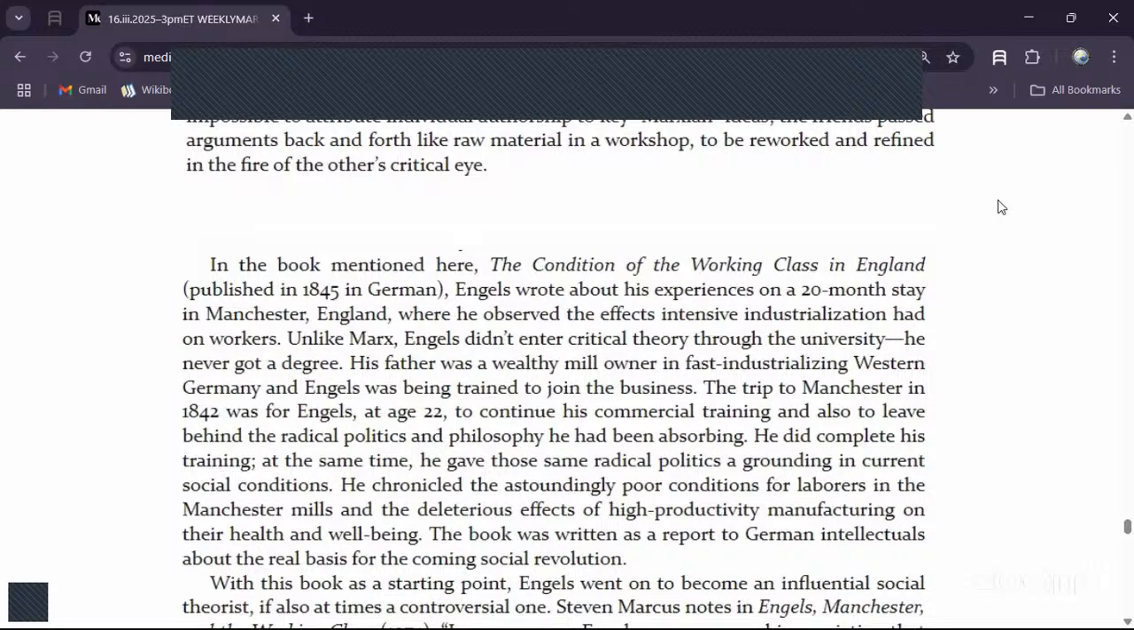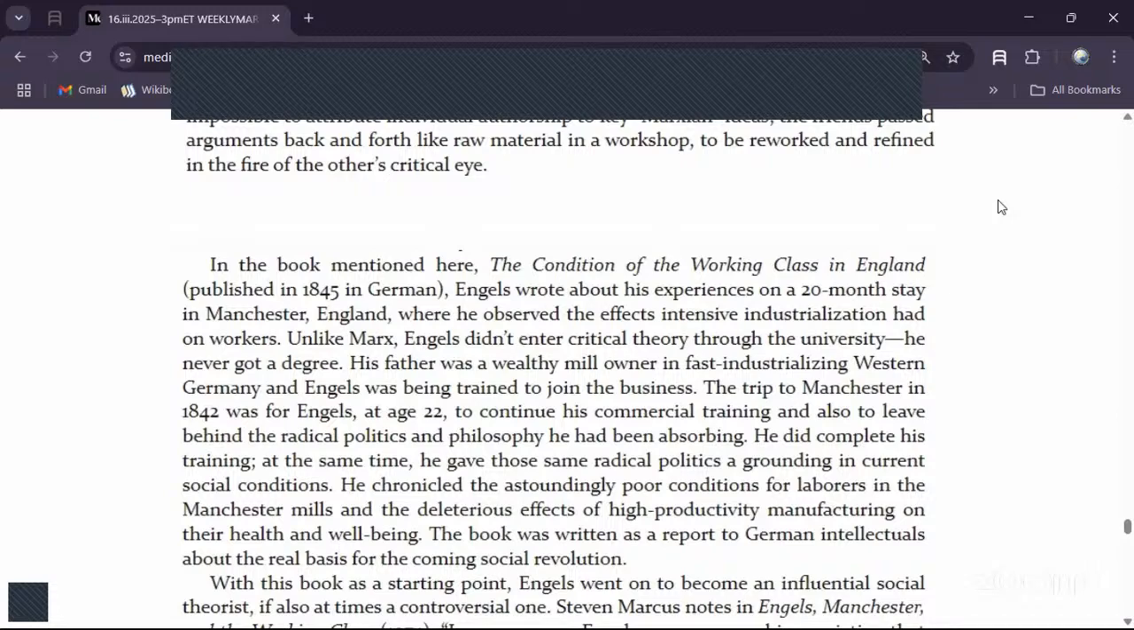His father was a wealthy mill owner in fast industrializing Western Germany, and Engels was being trained to join the business. The trip to Manchester in 1842 was for Engels, at age 22, to continue his commercial training and to also leave behind the radical politics and philosophy he had been absorbing. It did complete his training. At the same time, he gave those same radical politics a grounding in current social conditions.